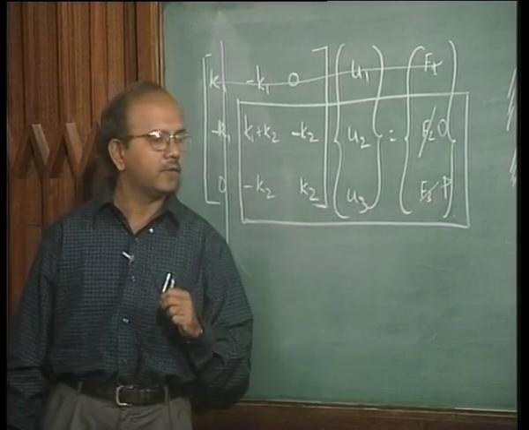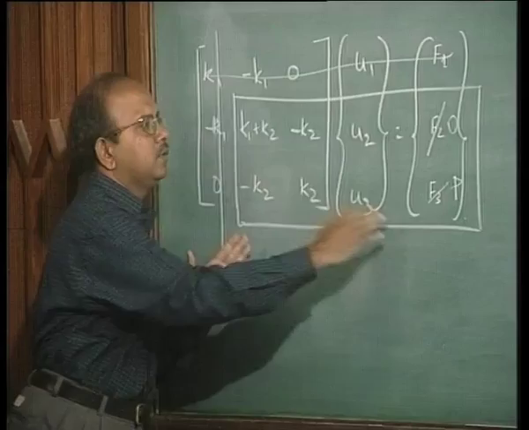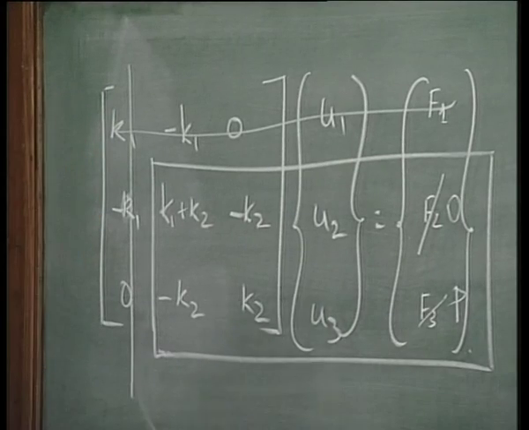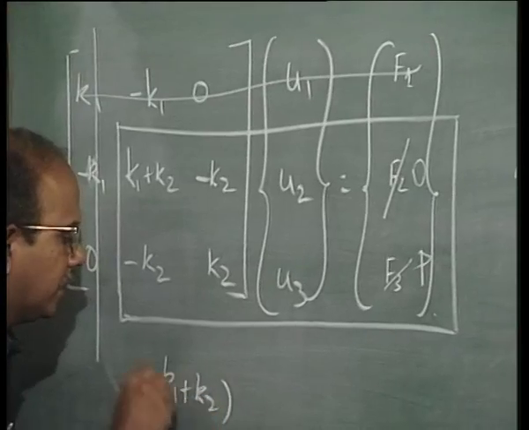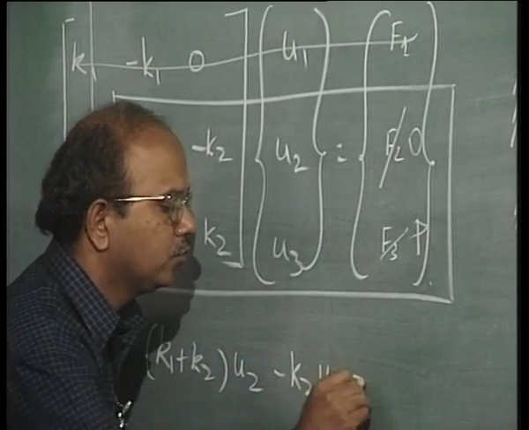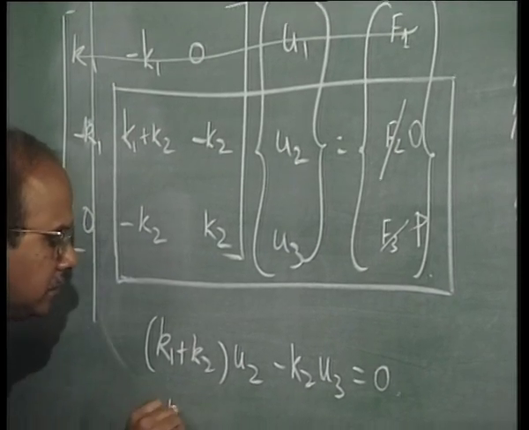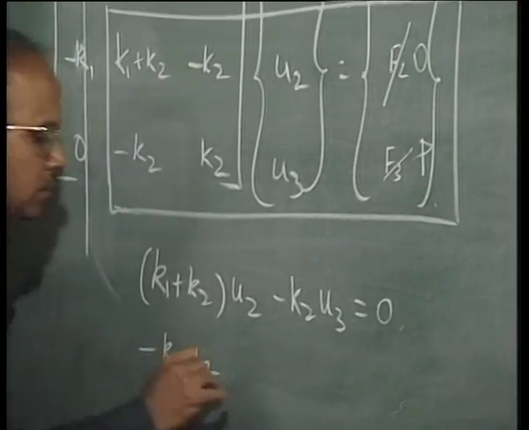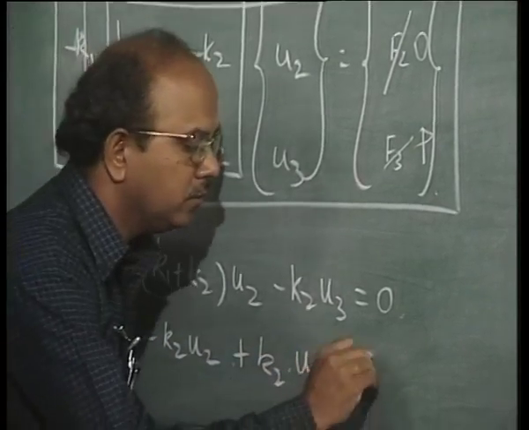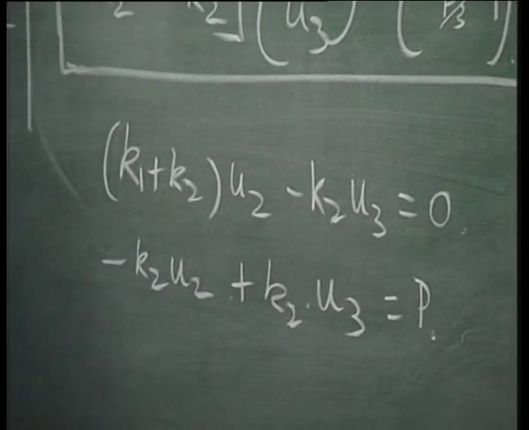It is quite clear from this stage how this problem can be solved. This matrix gives a set of simultaneous equations, in fact two simple simultaneous equations, which can be written as (k1 plus k2) into u2 minus k2 into u3 is equal to 0, and the next equation is minus k2 into u2 plus k2 into u3 is equal to P. There are two unknowns, u2 and u3. It's quite straightforward to solve them.